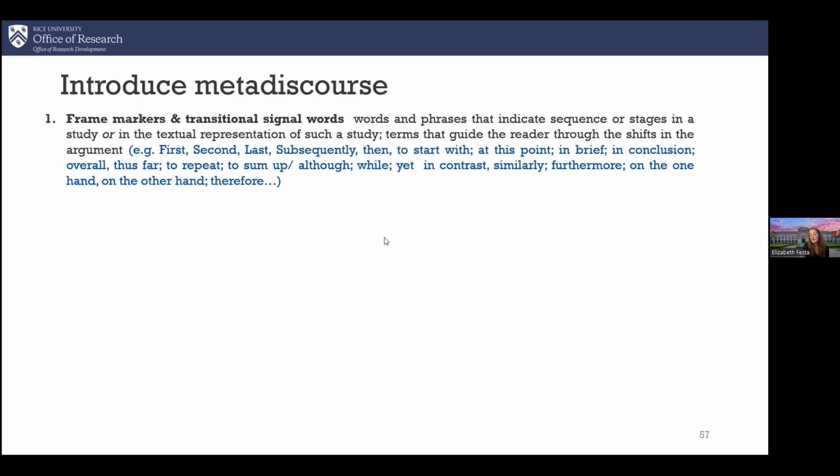One is called frame markers and transitional signal words, things like first, second, last, subsequently, then. Also transitions like similarly, furthermore, on the one hand, on the other hand, therefore. Those are like driving instructions. It's no different than turning left, turning right at the next intersection. You're giving your reader some signals. In contrast, I'm going to deviate from what I just said.